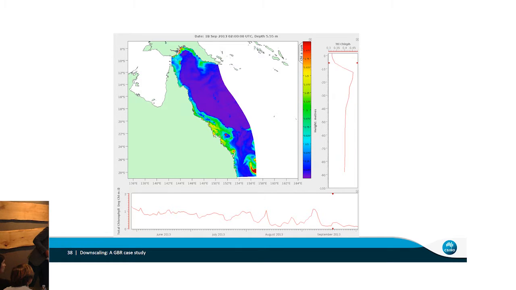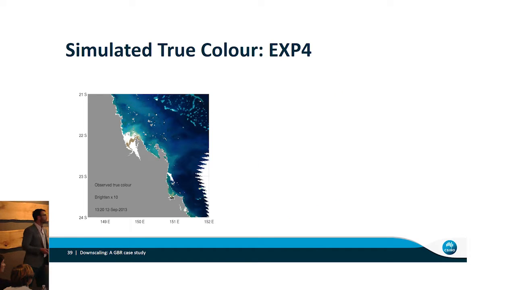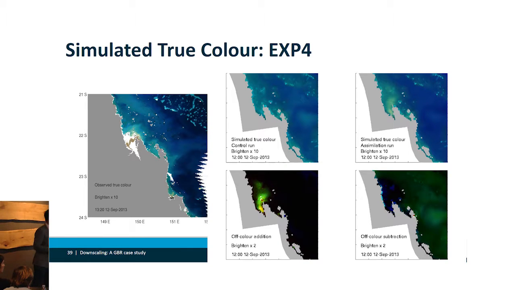The other thing being, now that we're predicting remote sensing reflectances, we can compare observed true colour with simulated true colour. The simulated true colour here has come from a control run. This is the simulated true colour from the assimilating run. And the way in which the assimilation has improved this solution is by adding sediments in this region here and reducing phytoplankton in the offshore regions.